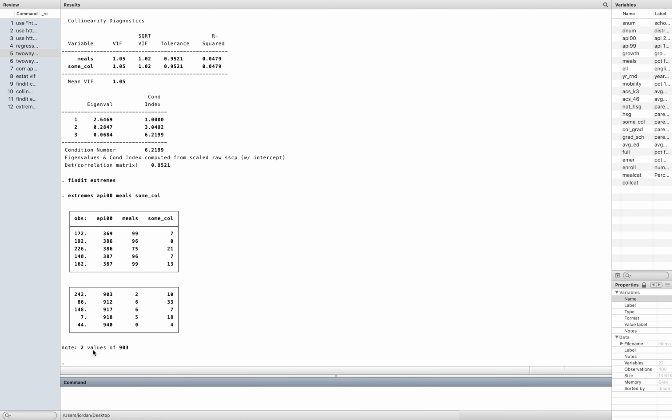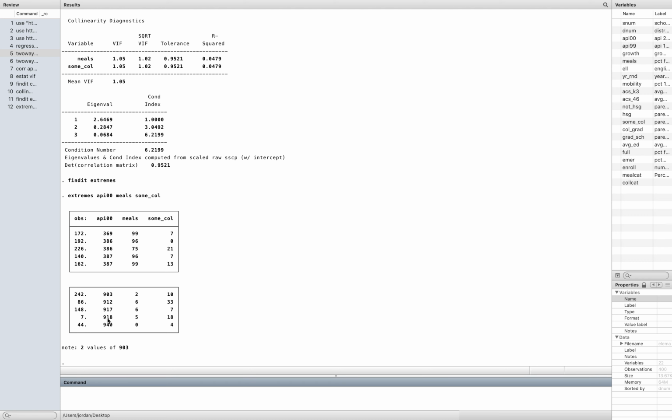It'll tell you what some of the extremes are. Note two values of 903. You see these are relatively close to each other. 369 to 387, really close. 99 to 99 in terms of the values for the meals and some college. But you see, these aren't really that far off. These are just, again, the most extremes of each one.